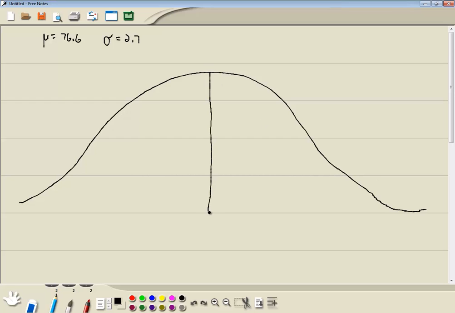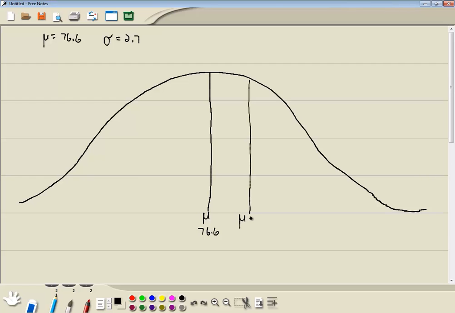Exactly here in the middle is the mean. So this is 76.6. This next one is the mean plus one standard deviation. I'll just put a 1. Let's try it again. I'm not sure why. Too early in the morning, I think. There you go, mean. So I got 76.6.